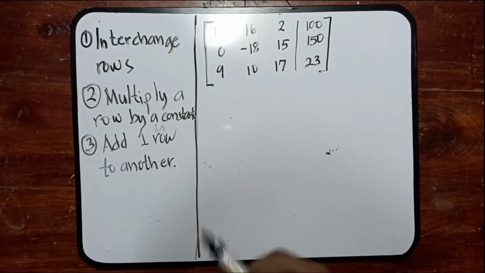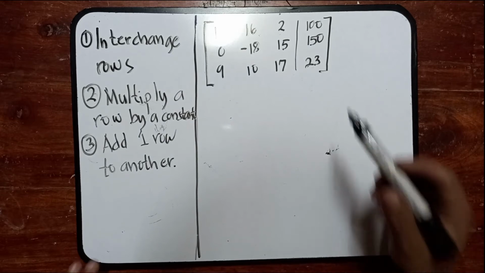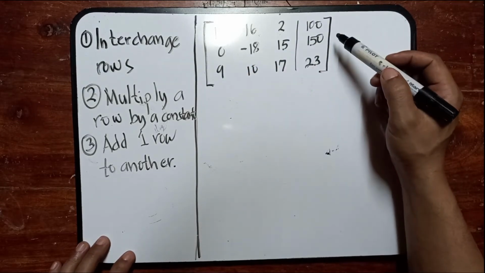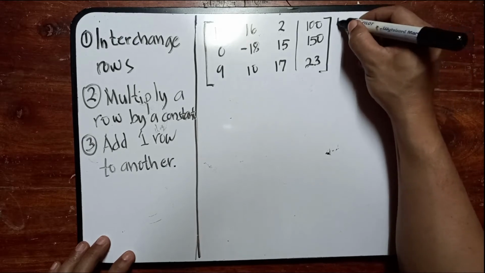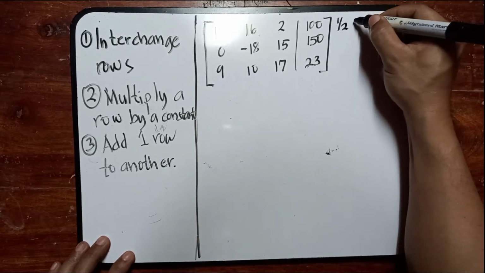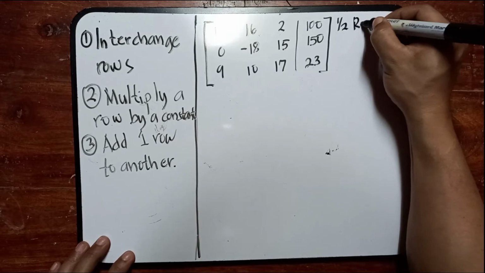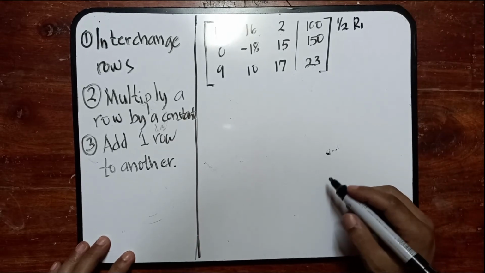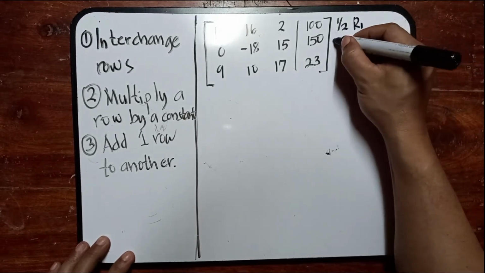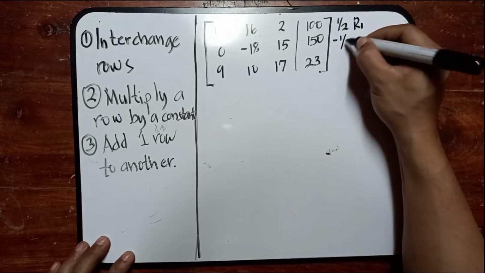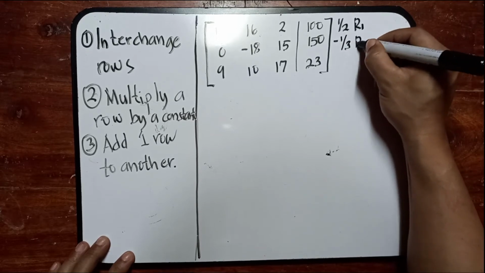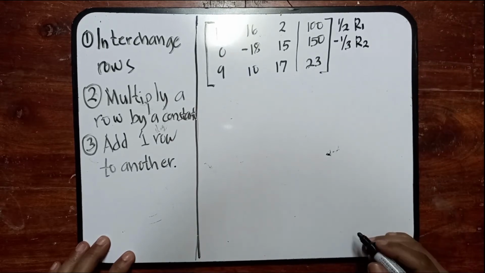So let's apply rule number 2. Let's say we want to multiply our first row with 1/2. So let's write here 1/2 multiplied by row 1. And same with row 2. Let's multiply our row 2 with -1/3 times row 2. Okay, so there you go.